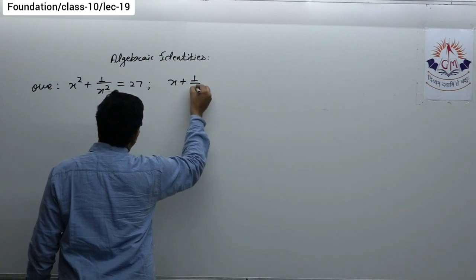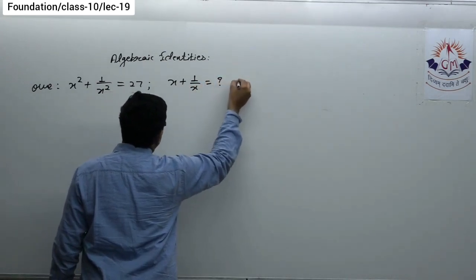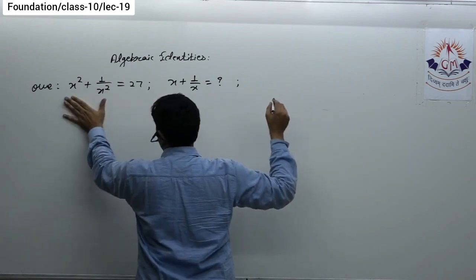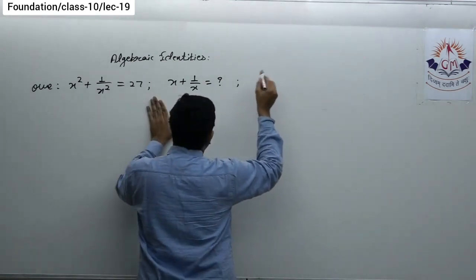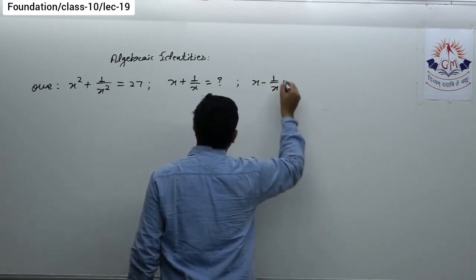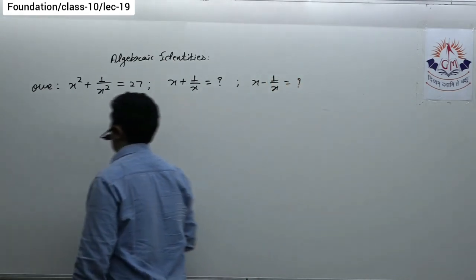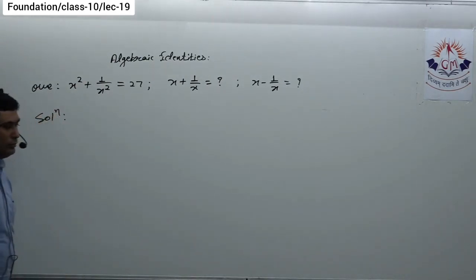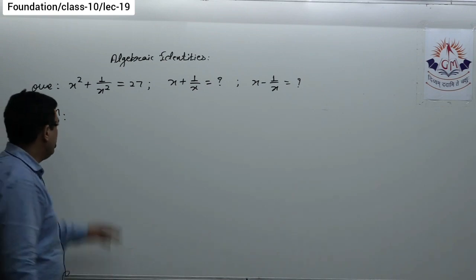So we can say this is almost the reverse of the concept we saw earlier. There, x plus 1 upon x was given and they were asking this. Now here x square plus 1 upon x square is given and we have to find the value of x plus 1 upon x and x minus 1 upon x. So let us see how to solve this type of question.